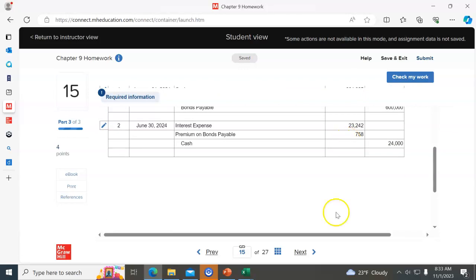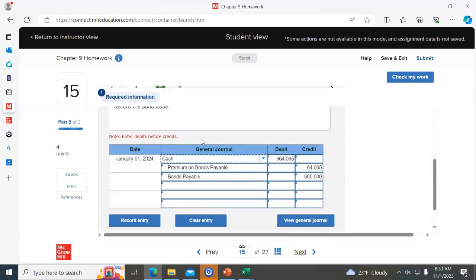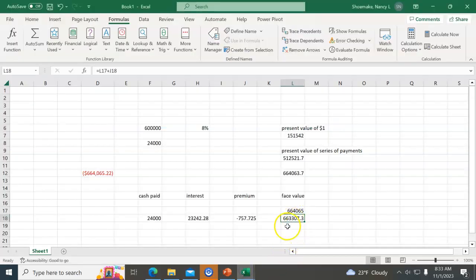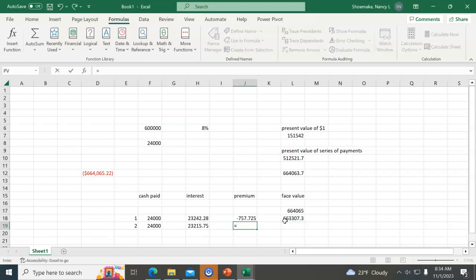Then, guys, they want us to do the next journal entry. The next journal entry, record the second semi-annual interest payment. I go back here. Now, this is the first payment. The second period, the cash is going to be what? $24,000. The interest is going to be the face amount times 3.5%. Boy, I'm not going to live that one down. So now we've got the difference between the interest and the payout is 784.24. Do you see that our new face amount is going to go down by that amount?